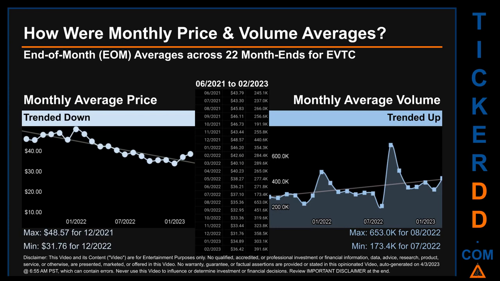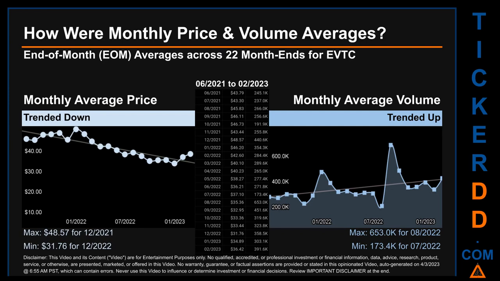How were price and volume averages for EVTC? Across 448 trading days, there were a total of 22 month ends, of which monthly averages for daily price and volume were calculated. Overall, monthly price average trended down while monthly volume average trended up.